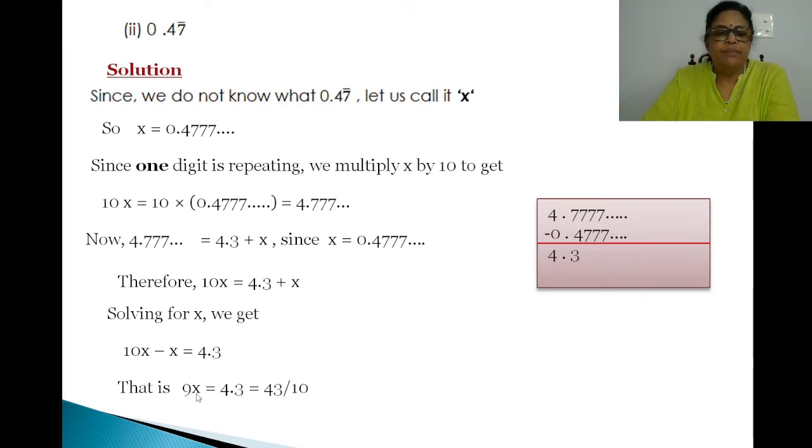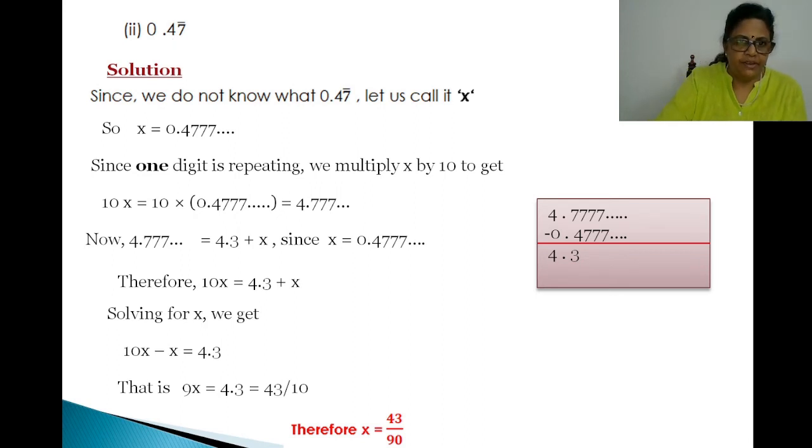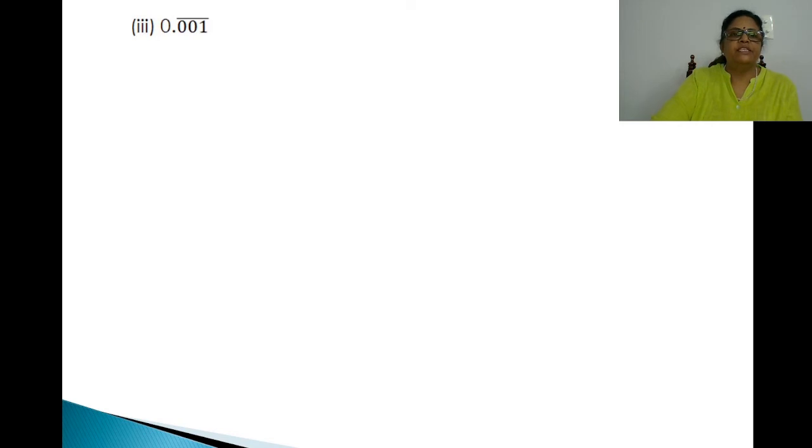What will be x? 43 by 10 divided by 9. That means 43 by 90. So x is equal to 43 by 90. So 43 by 90 is the P by Q form of 0.47 bar. Next question.